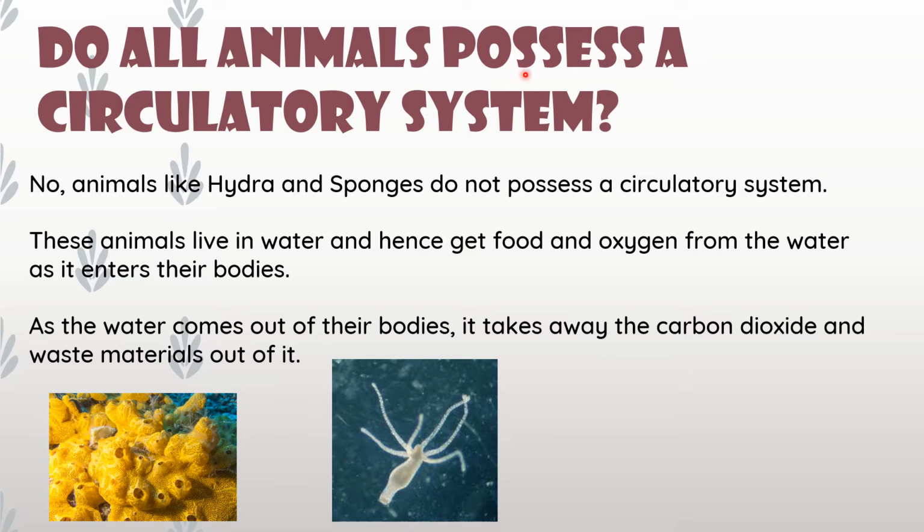Next, do all animals possess a circulatory system? The circulatory system in humans we already studied. It is the transportation of blood, air and everything through our body, and waste material is also removed through this transportation system. Do all animals possess a circulatory system? No. Animals like hydra and sponges do not possess a circulatory system. These animals live in water and hence get food and oxygen from the water as it enters their bodies. This is hydra, and this is the sponge. As the water comes out of their body, it takes away the carbon dioxide and waste materials. So water goes inside their body, and at that time the exchange of gases takes place.